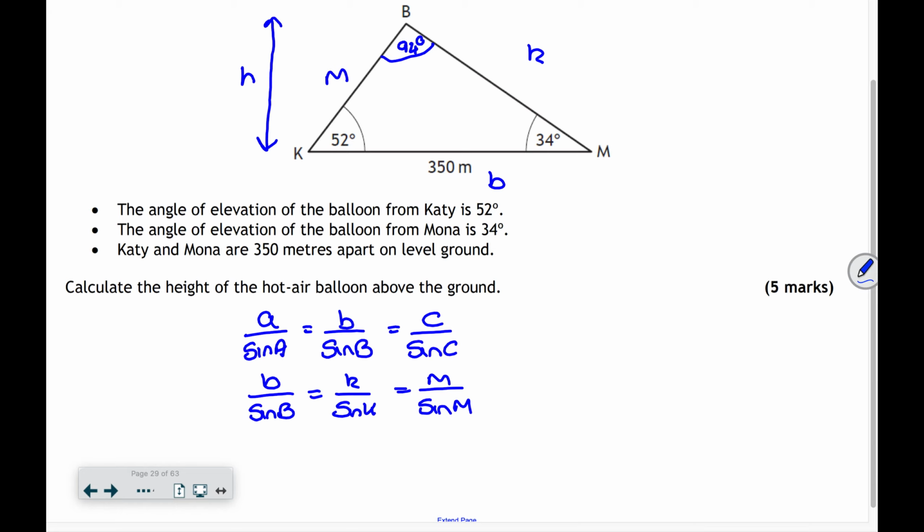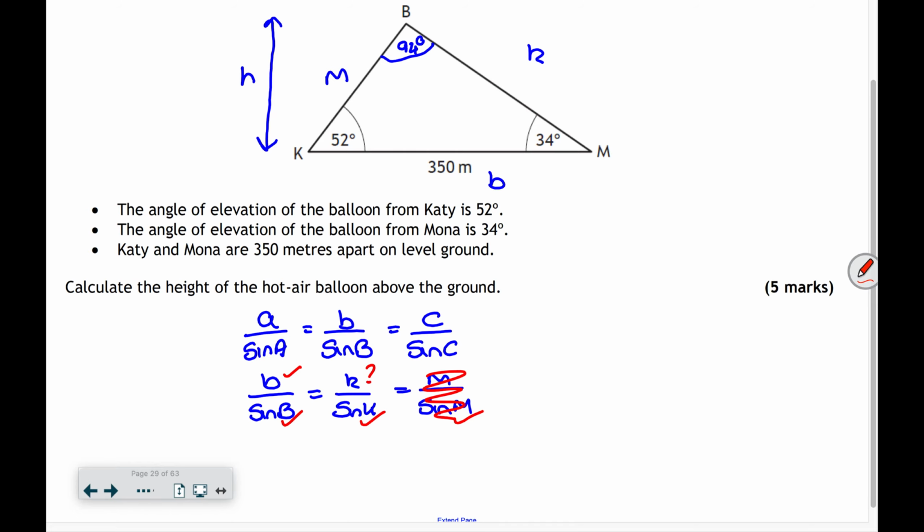Then let's tick off what we know. Well, we know all three angles, and we also know the size of side B. Now, in order to eventually find the height, I'm going to find one of the other sides. This is where the exam part of it being an exam question really comes in, because it's up to your choice. I could find the size of side K or the size of side M. It doesn't matter which one I use here. Let's just find the size of side K.